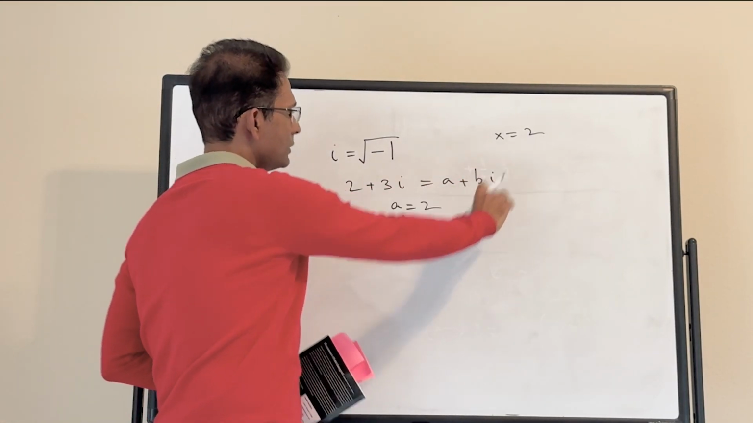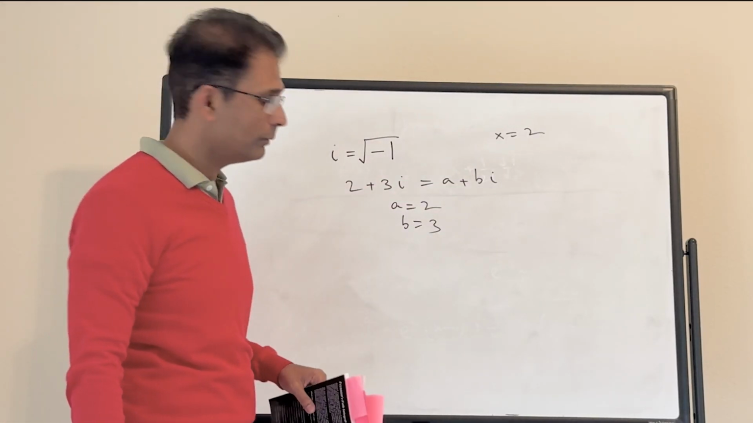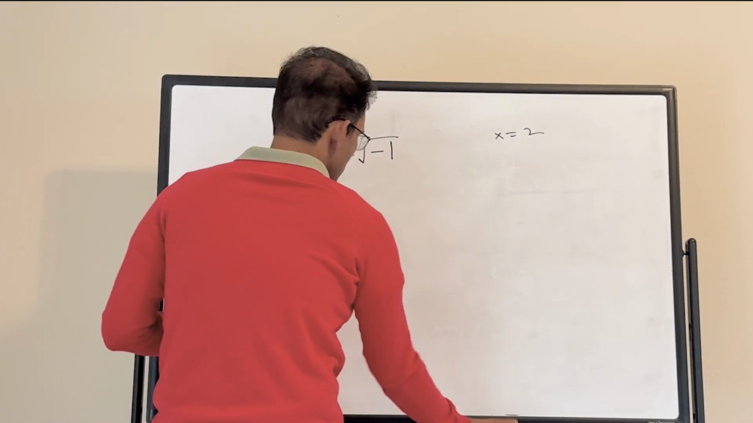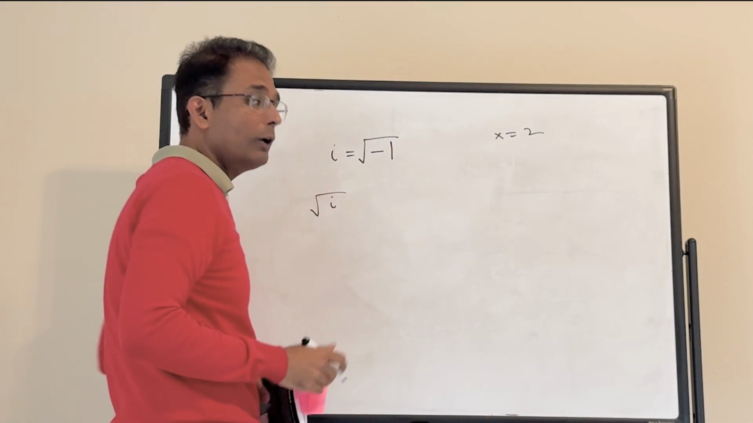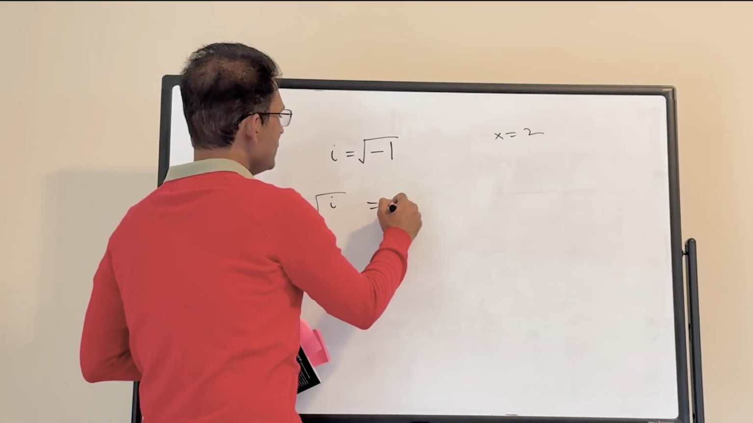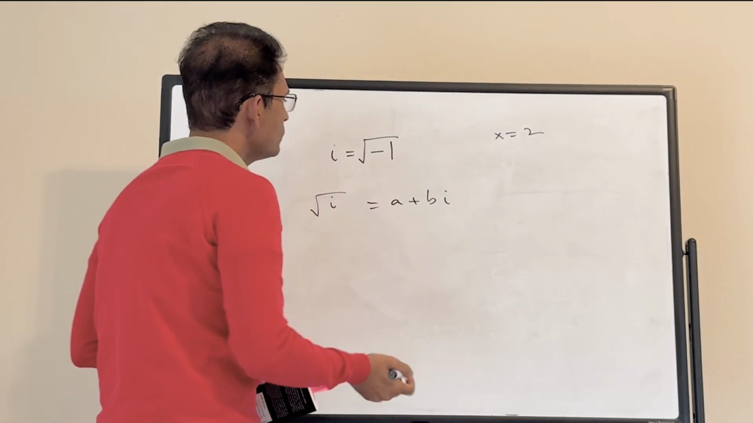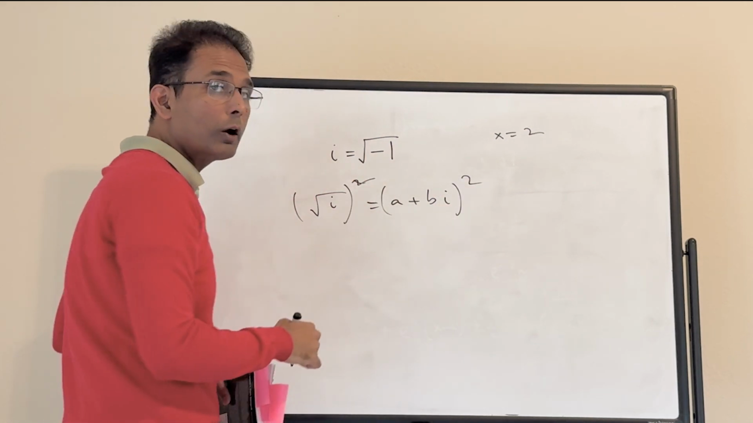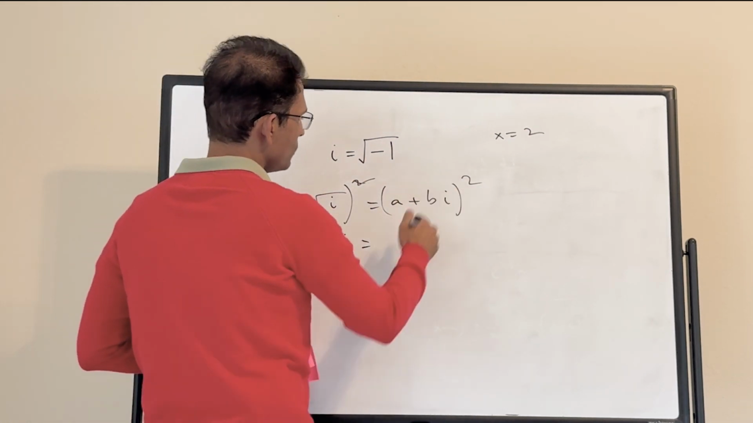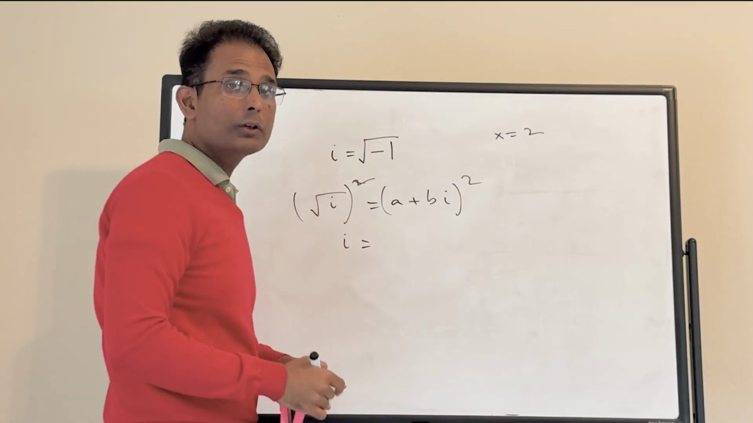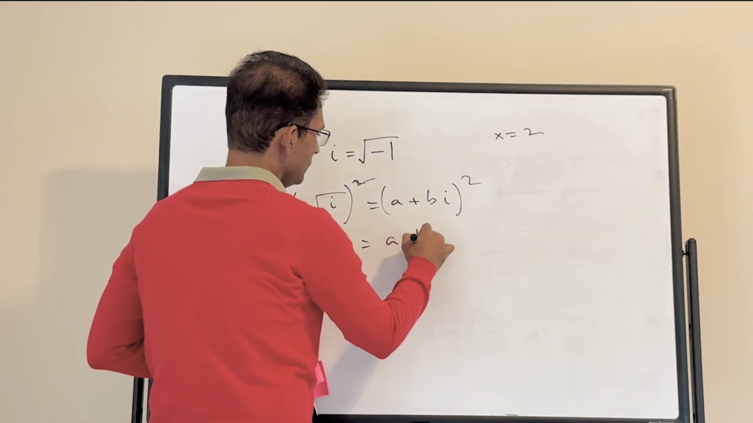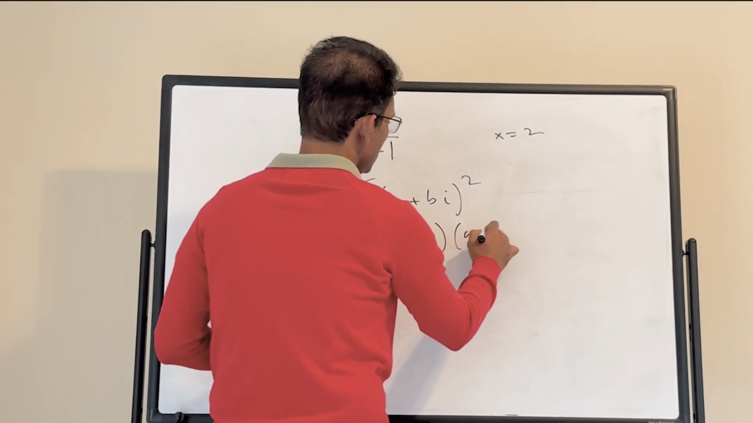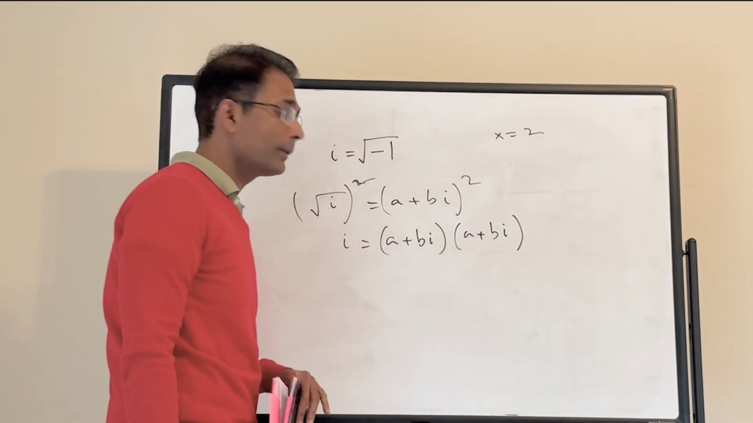So let's use this simple technique to do a problem. We will evaluate the square root of i. What is the square root of i? We write this as a plus bi, and we'll square both sides. If you square the square root of i, you get i. For the right side, instead of using the a plus b whole squared formula, since we're dealing with i, let's just multiply a plus bi with a plus bi.